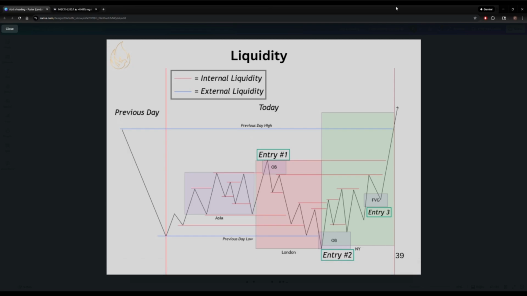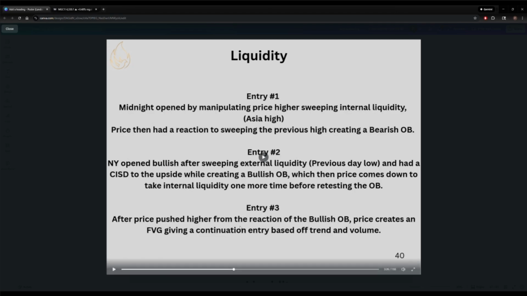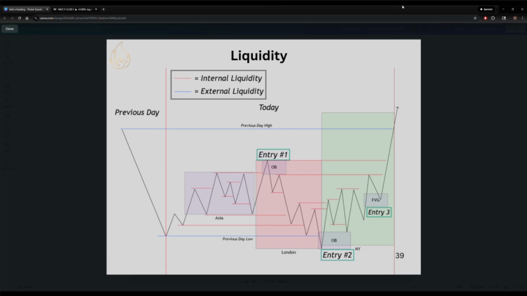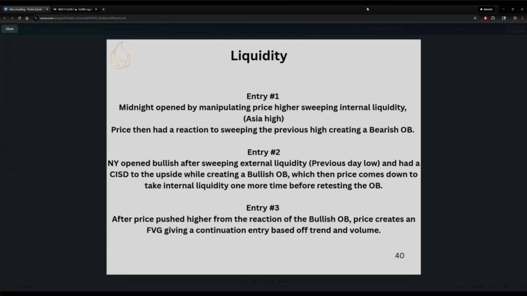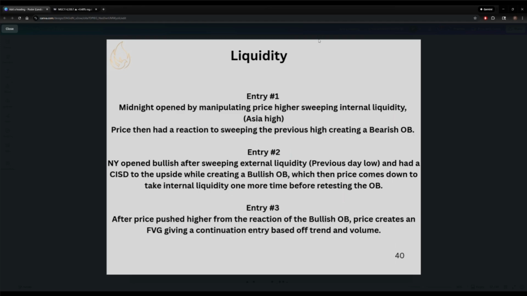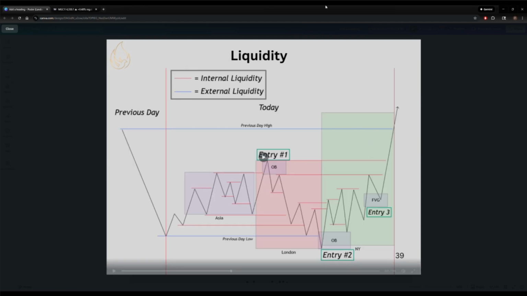Exactly. So price pushed higher from the reaction of the bullish order block. Price creates a fair value gap, giving a continuation entry based off trend and volume, right? Because the trend is now bullish. We're making higher high, higher low, higher high, higher low, and the volume's kicking in because we swept the previous daily low, and then it's New York. New York has the biggest volume, so we expect the move to be good.